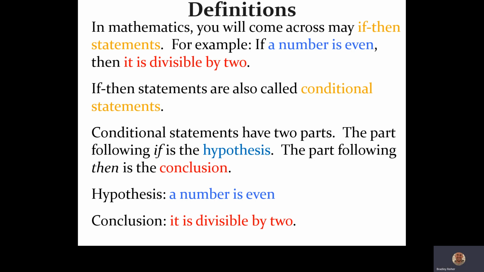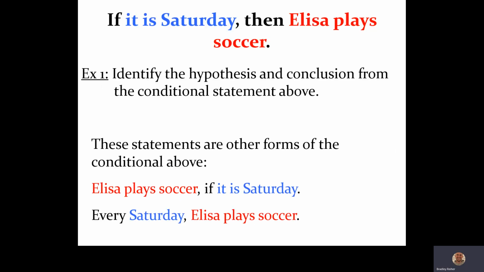The conclusion comes after the word then. It does not include the word then. The conclusion would be, it is divisible by 2. Here's a conditional statement. Again, it's color-coded. If it is Saturday, then Elisa plays soccer. All we want to do here is identify the hypothesis and the conclusion from the conditional statement.